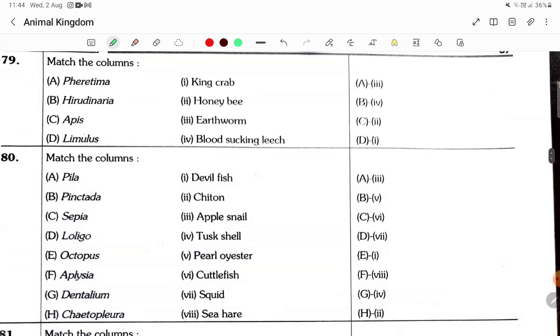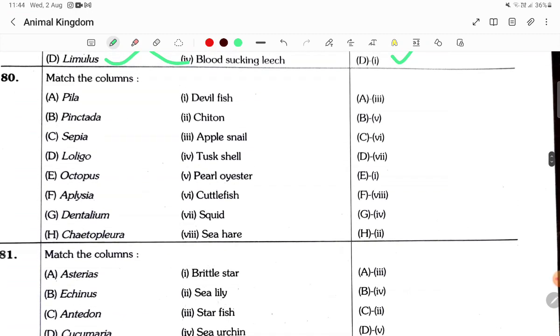Right. Coming on next, question number 79. Pheretima is earthworm. Hirudinaria is blood sucking leech. Apis is honeybee. And Limulus is king crab. Let's match. A 3, B 4, C 1, D 1. Let's come on to the next question.